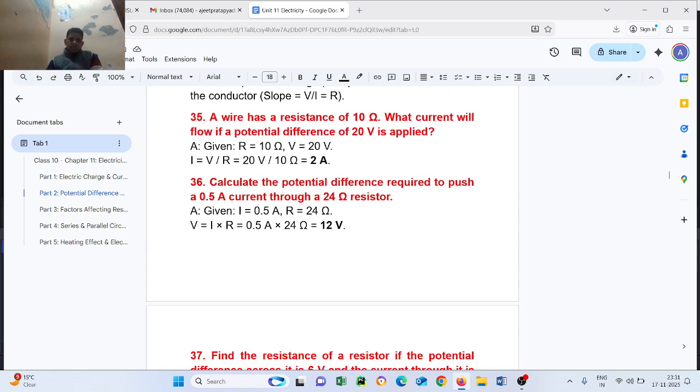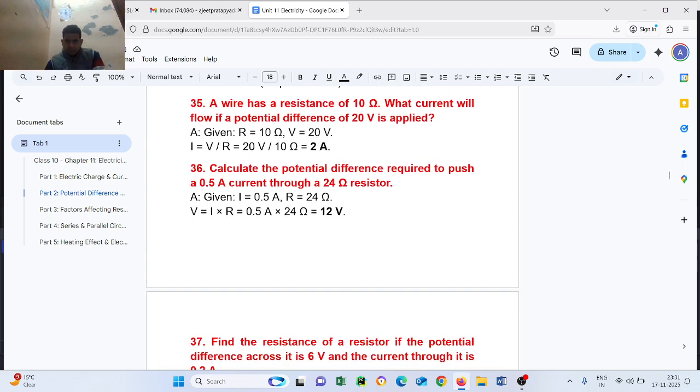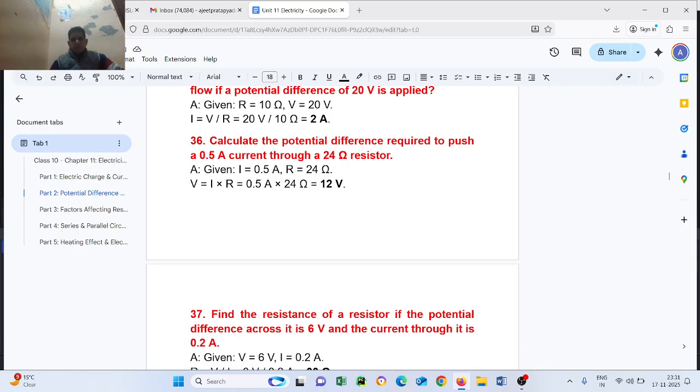Question number 36. Calculate the potential difference required to push a 0.5 ampere current through a 24 ohm resistor. Given I = 0.5 ampere, R = 24 ohm, V = I × R = 0.5 ampere multiplied by 24 ohm = 12 volt.